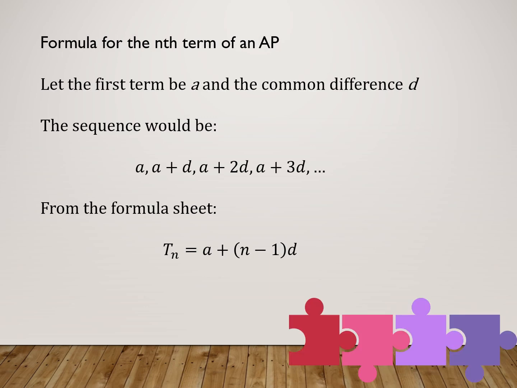Having a look at the formula, now this is on your formula sheet, but just a quick discussion about how it comes about. We're going to let the first term be represented by the letter A, and the common difference is D. So the first term is A, and then we add D to it, so it's A plus D. Then we add another D, and we get A plus 2D. Then we add another D, and we get A plus 3D. So the fourth term is A plus 3D. So from your formula sheet, the nth term is A plus n minus 1 times D.